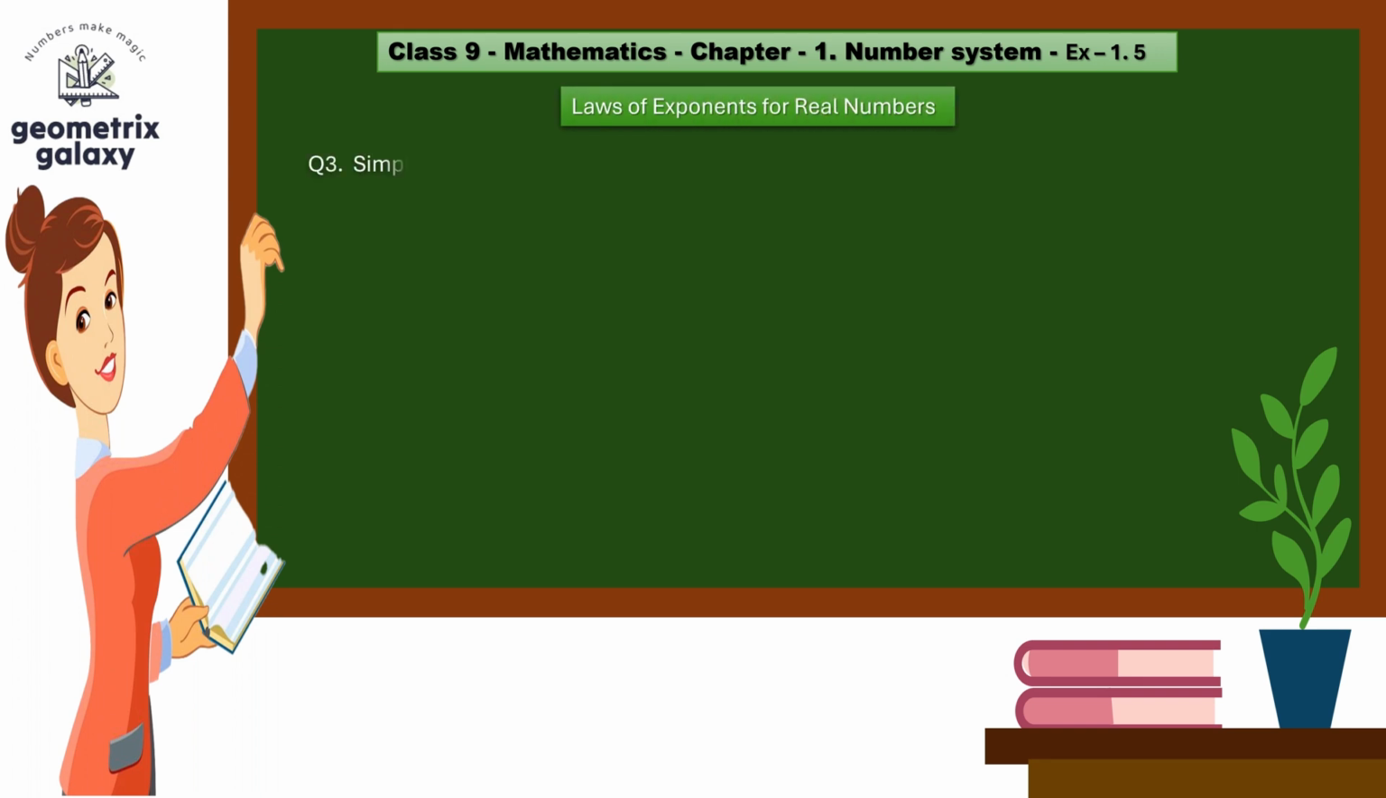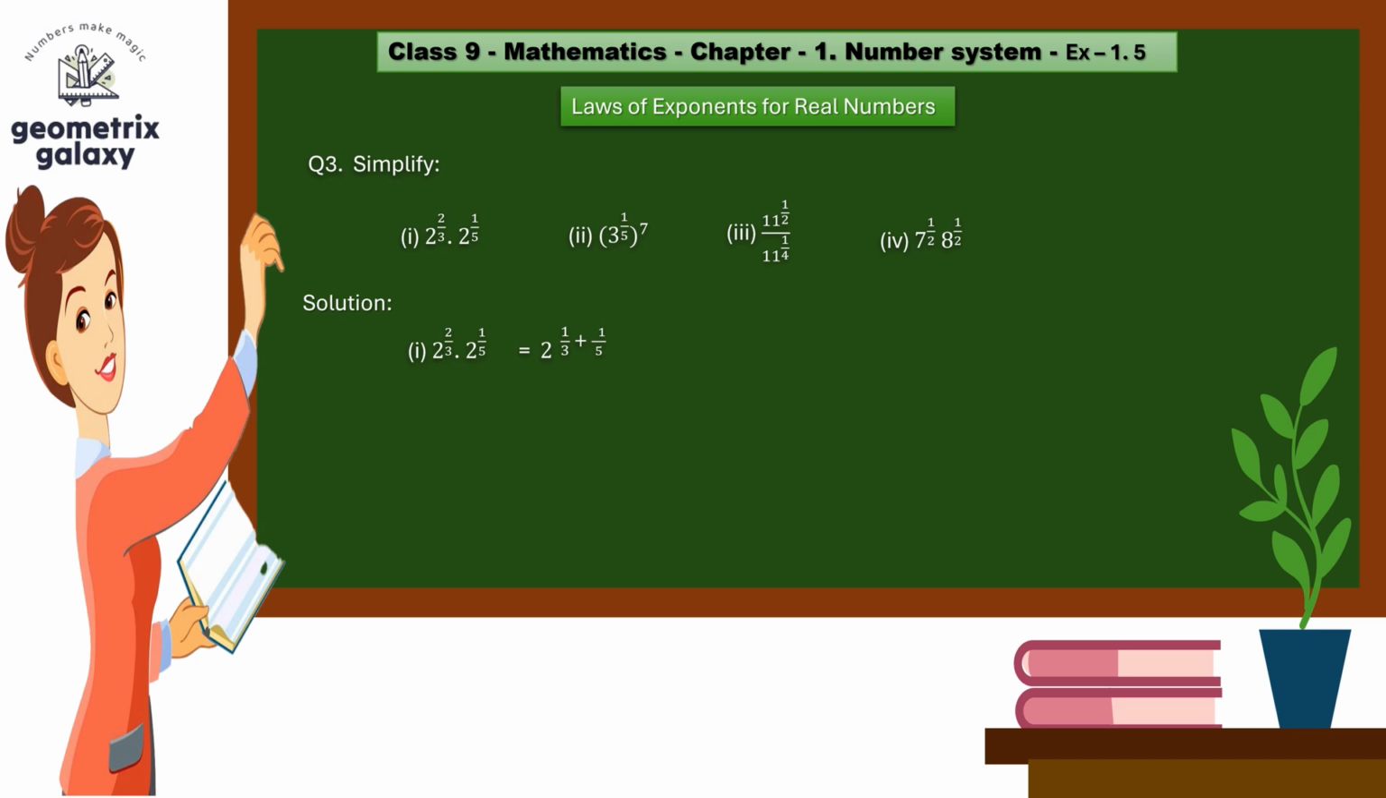Now the third question of our exercise is to simplify. Here we have 4 subdivisions to solve. Let us see one by one. The first subdivision is 2 to the power 2 by 3 into 2 to the power 1 by 5. Here the bases are same but the powers are different. The operation is multiplication. So we have to remember the formula 2 to the power m into 2 to the power n is equal to 2 to the power m plus n.